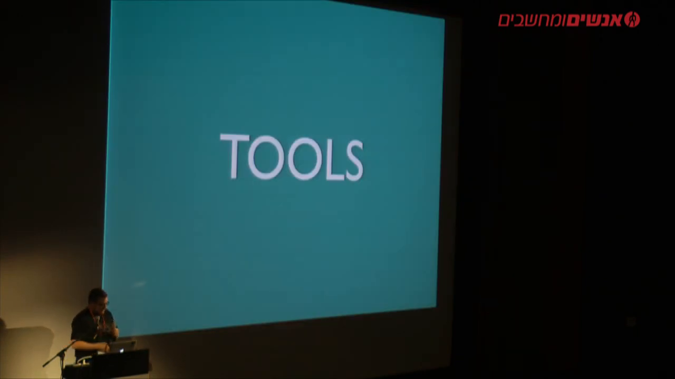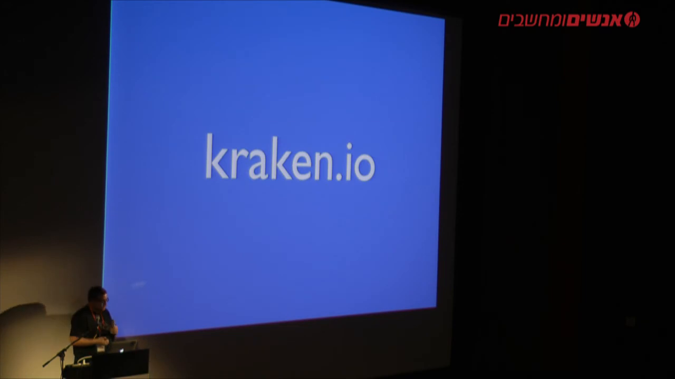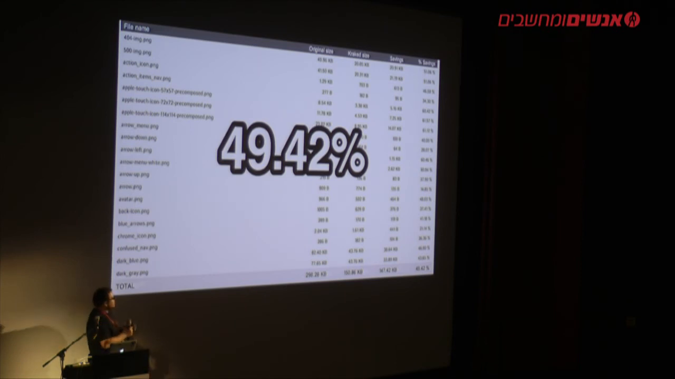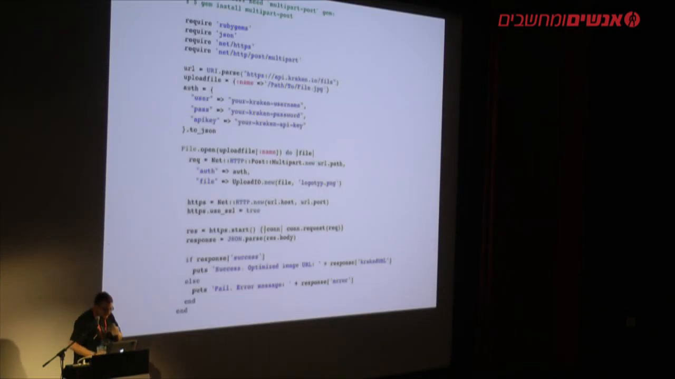You can use a couple of tools to help you increase the speed of your site, like Kraken.io. It's a super cool tool that lets you optimize your images. I uploaded a couple of images, and it reduced the size by 49%. That is super cool. And also, it has a Ruby API, so you can integrate it with ImageMagick or with CarrierWave, and every time you upload an image to your site, you can send it to Kraken.io, and it will send it back optimized.